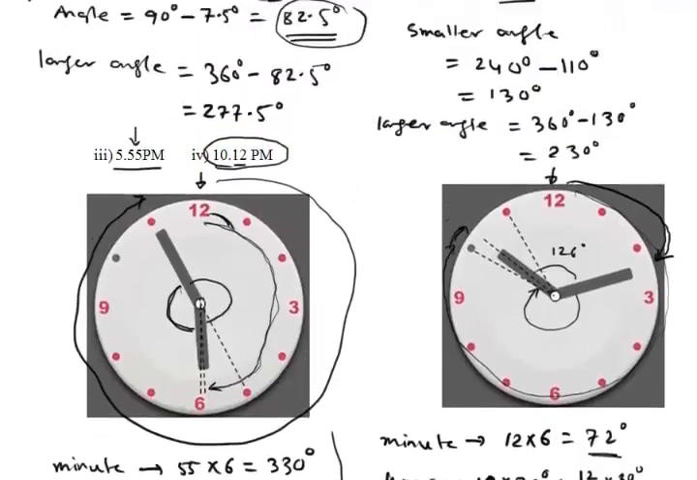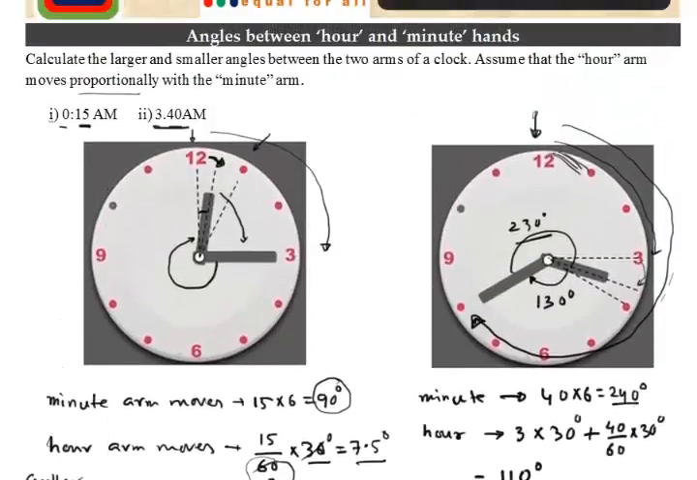So here we saw 4 different cases of how we can calculate the angle between hour and minute arms when both hour and minute values are present, and how to calculate larger and smaller angles, that is both larger and smaller angles.